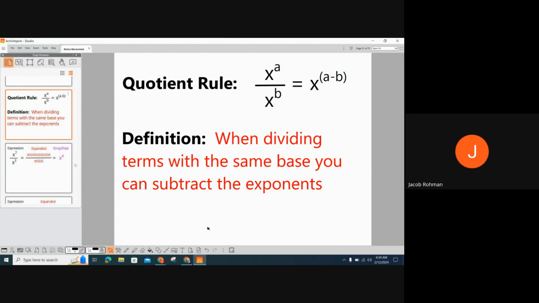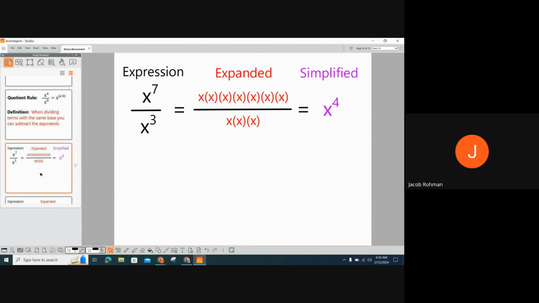So we're going to start here with the quotient rule. And the quotient rule says that you can take a base of x to the a power divided by the base of x to the b power. And to divide those, you could just simply say that that would be equal to x to the a minus b power. Okay, so you're basically subtracting the exponents when you're dividing two of the same bases with exponents.